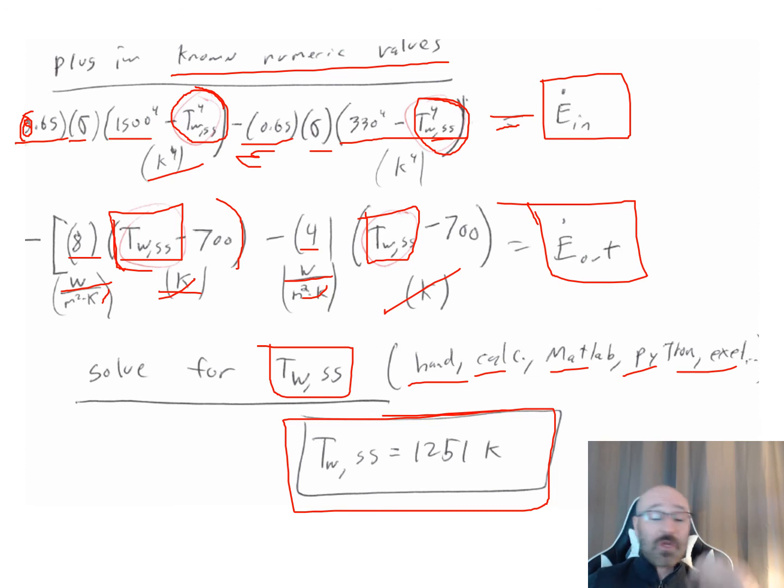Now we can go back to our setup page and say, okay, they asked us to solve for this in part A, done. They asked us to solve for steady state temperature in part B, done. I have completed everything they've asked me to solve for.